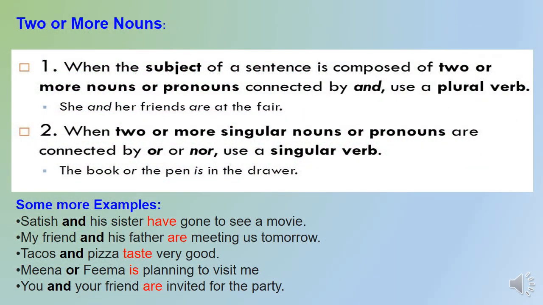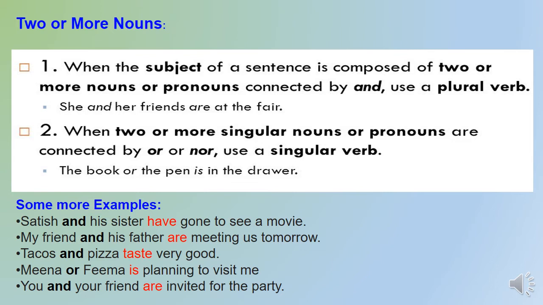Now we'll be talking about two or more nouns as subjects. When the subject of a sentence is composed of two or more nouns or pronouns that are connected by the conjunction and, we use a plural verb. So here the example is: she and her friends are at the fair. You can see she and her are both pronouns connected with the conjunction and, and that's why we have a plural verb, are, which follows the subject.